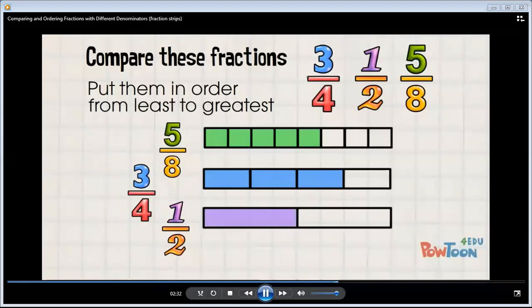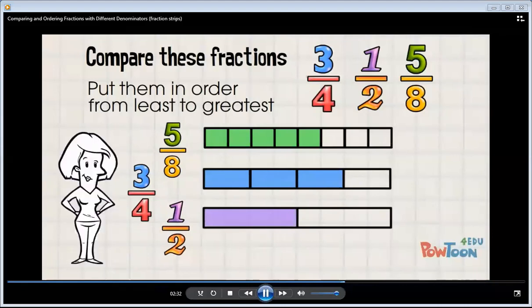Now, because we have lined up these fraction strips vertically, we can easily see which is least to greatest. Who can tell me from least to greatest? Write all the numbers from least to greatest. Which one is the smallest one? Least one. From least to greatest, which one?